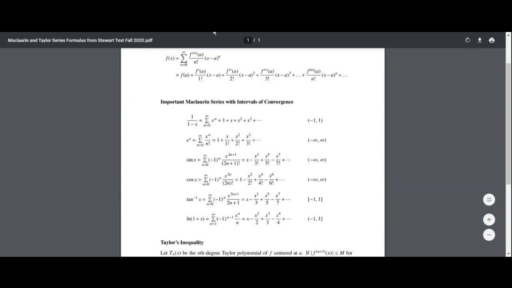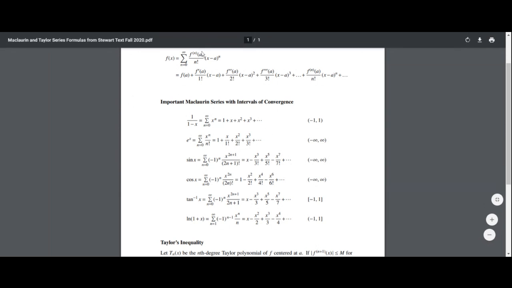So on that note, what we do in section 8.8 is talk about what are called Taylor polynomials.